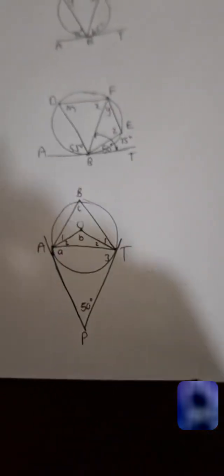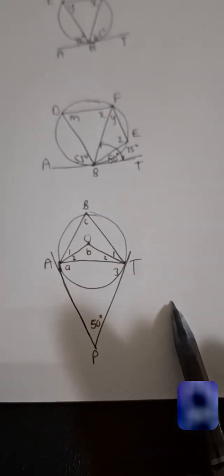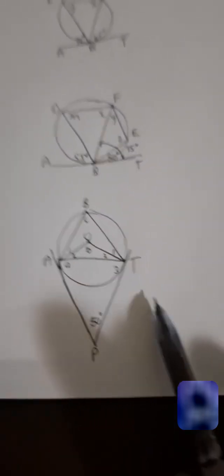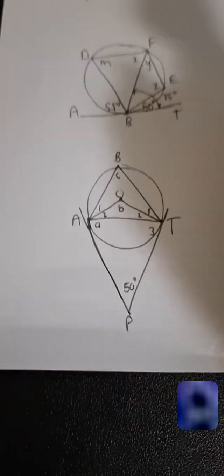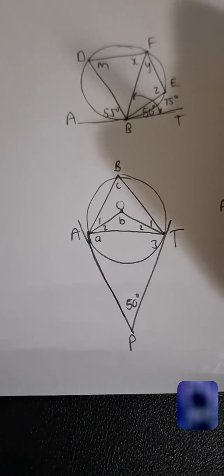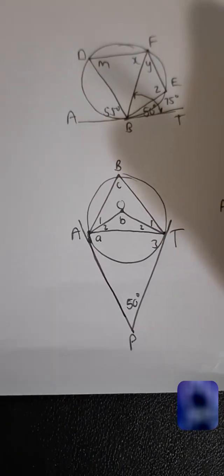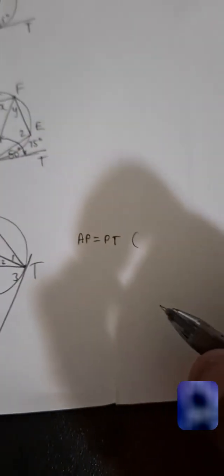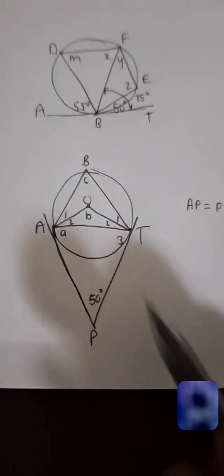Okay, so say that again. Where do we start? First and foremost, we start by saying AP is equal to TP. Very good, AP is equal to PT. Reason: tangents from the same point. That's the first thing we say.